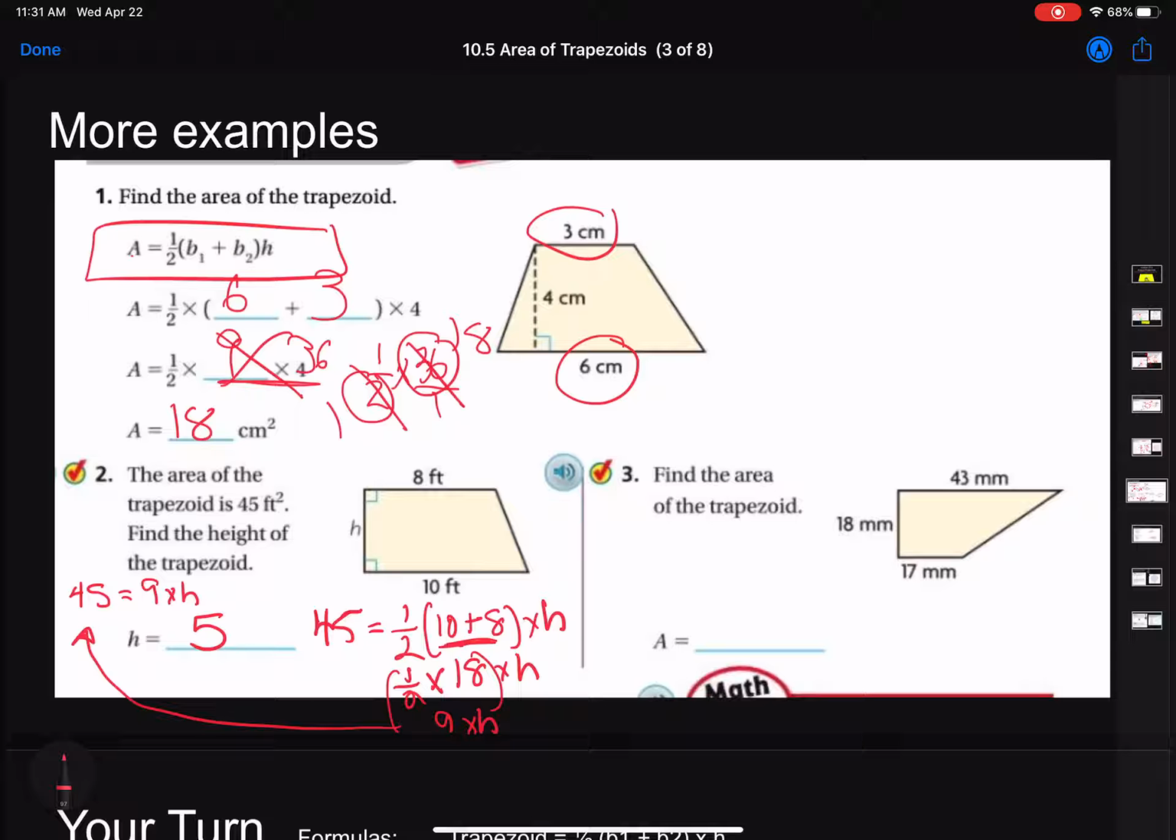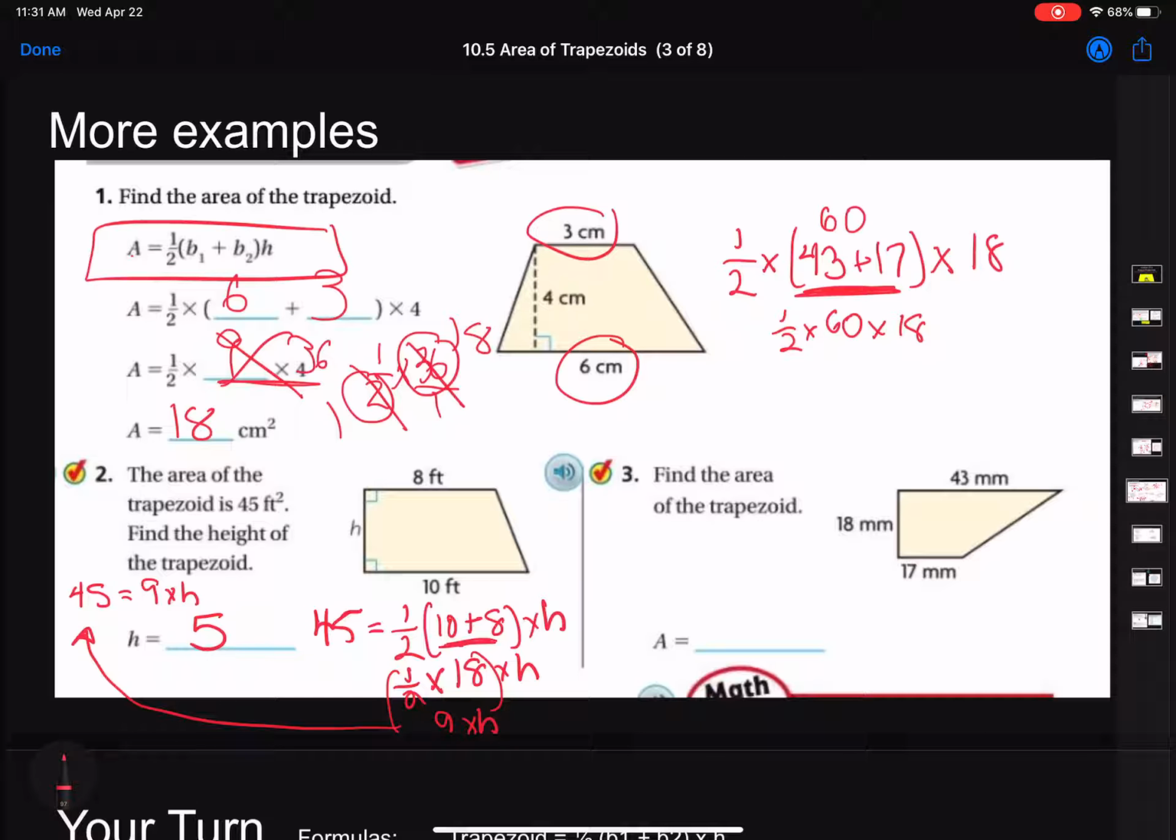So we're going back with that formula again, and we're going to go 1/2 times. Now we're going to add up our bases. And again, it really doesn't matter the order that you write 43 and 17, because you're going to add them up, times your height, which is 18. So add these two up, should be 60. Now you've got 1/2 times 60 times 18.